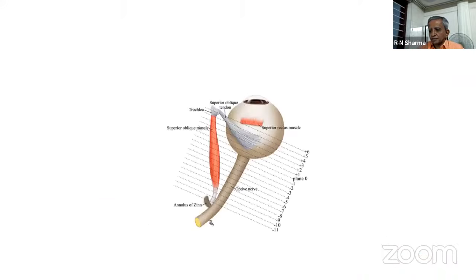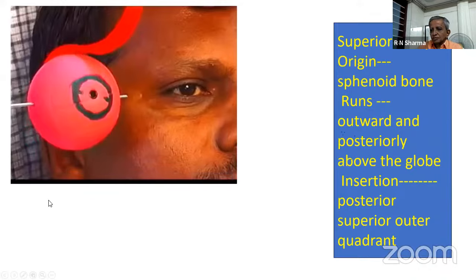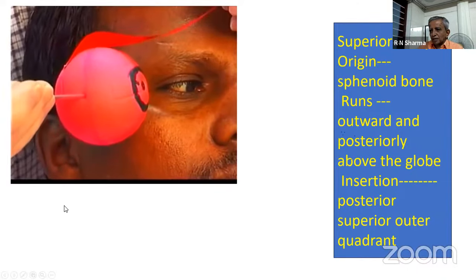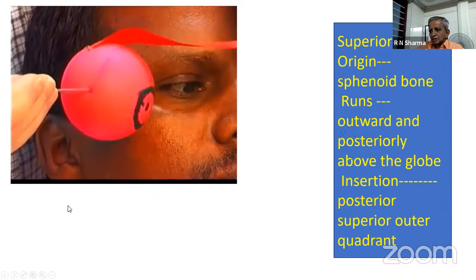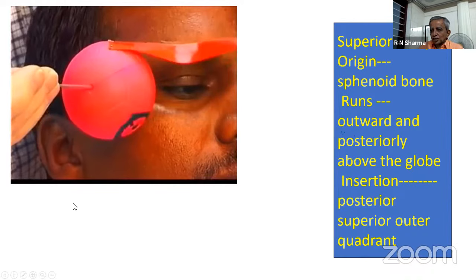Superior oblique, starting from the ligament of Zinn, runs anteriorly, comes backward, you have already seen. You can see in the video, it is adducted and it is going down. So this is the action of the superior oblique.